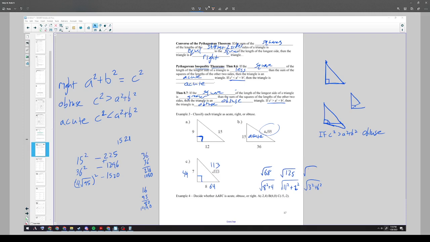36 and 9, 45. So then I would be comparing 68 plus 45 versus 125. So 68 and 45 gives me 113. And my c squared is greater. So c squared is greater than 113, meaning that this is an obtuse triangle. Drawing that one would also certainly help. Since we have the actual coordinates, we could visualize it really easily if we drew it.